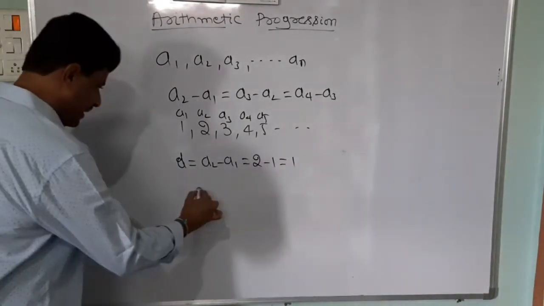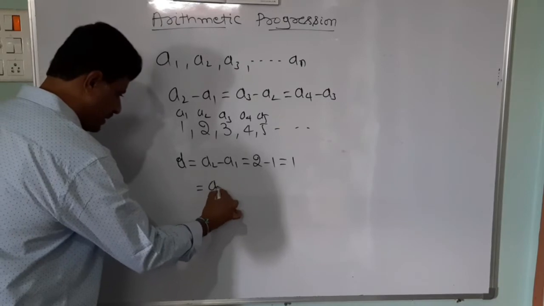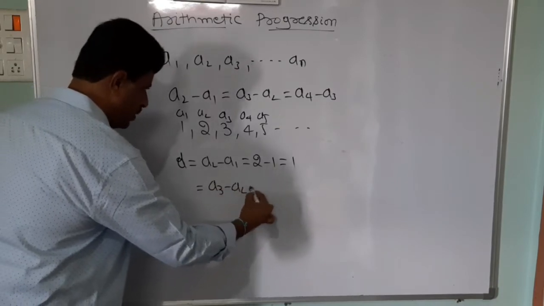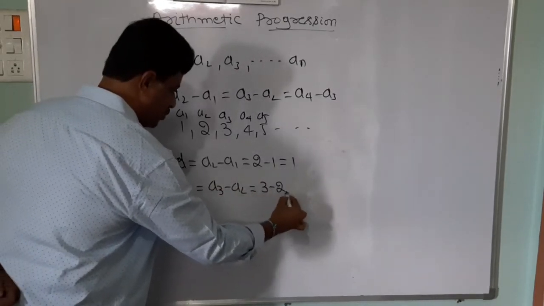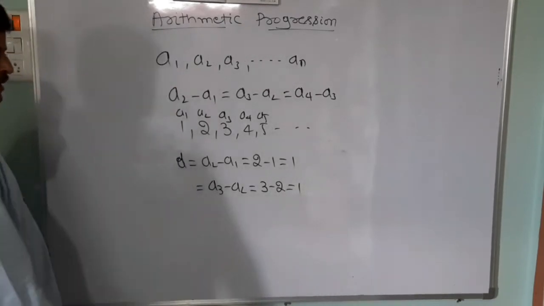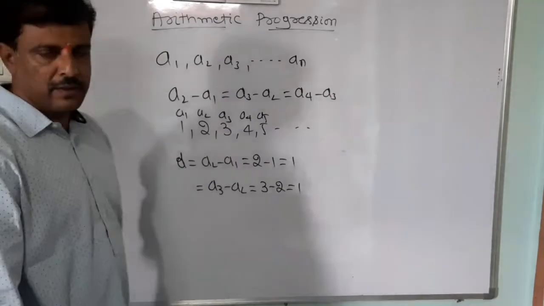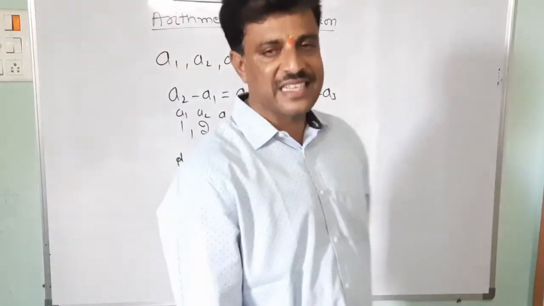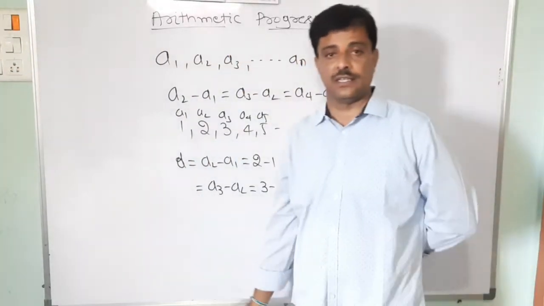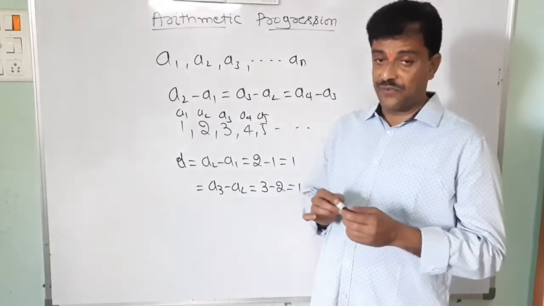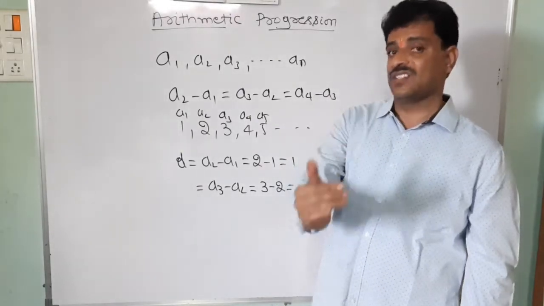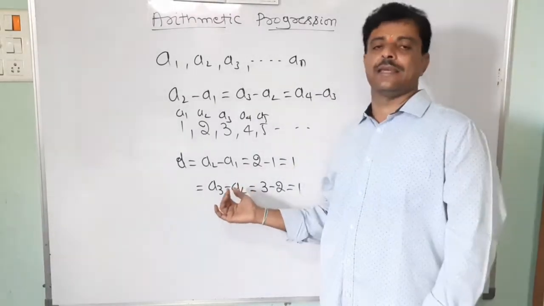Similarly, next take a3 minus a2. a3 is 3, so 3 minus 2 is equal to 1. Next, 4 minus 3 is equal to 1. 5 minus 4 is equal to 1. Therefore, this is an arithmetic progression because the difference between any two consecutive terms is the same.